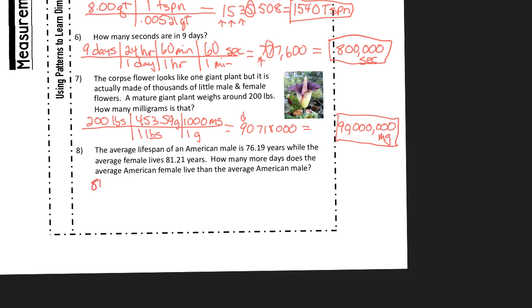So 81.21 minus 76.19. And that gives you 5.02 years. And I'm going to take that and make that my known. So 5.02 years is my known. 1 year.